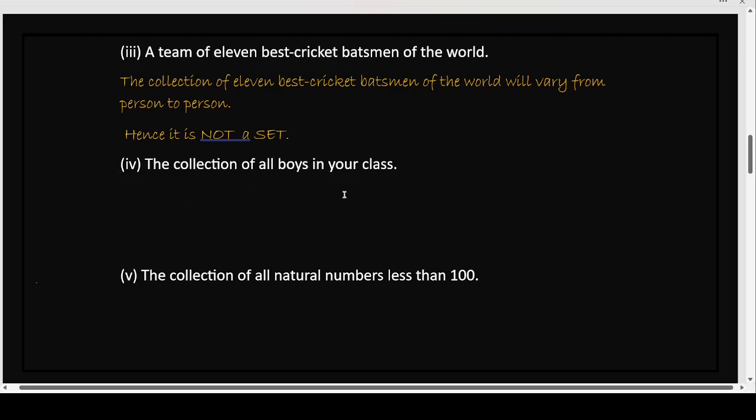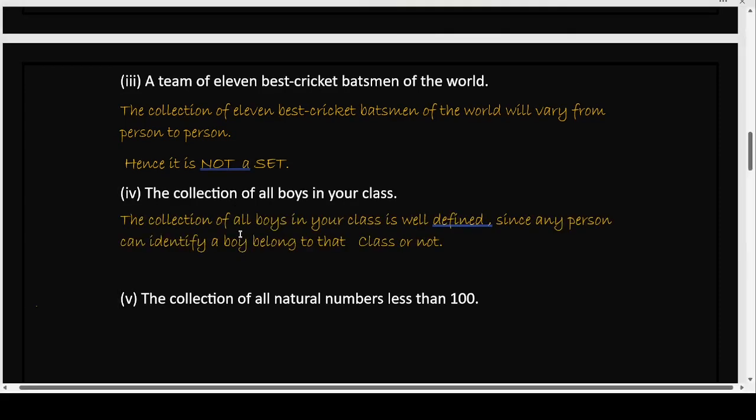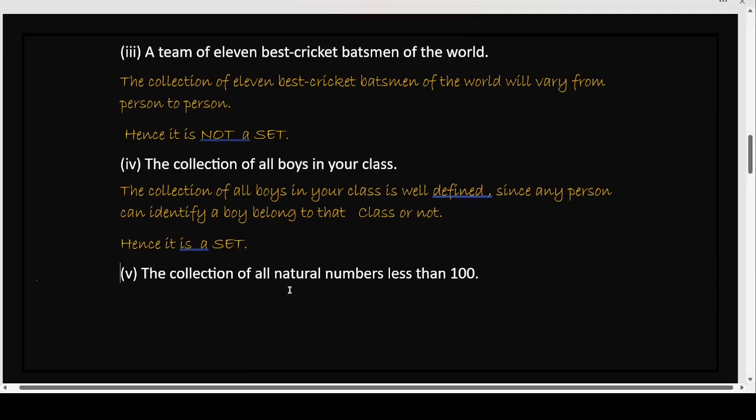The collection of all boys in your class. See, the collection of boys in your class is well defined, since any person can identify a boy and whether he belongs to that class or not. So there is no dispute. You will get the same answer from anybody you ask. Hence it is a set. Next one, the collection of all natural numbers less than 100.